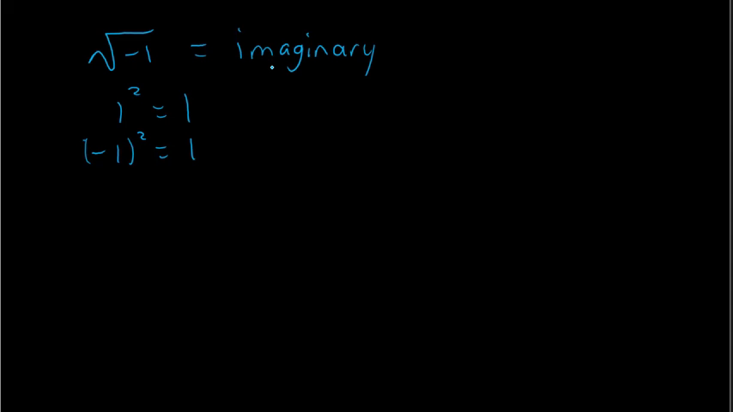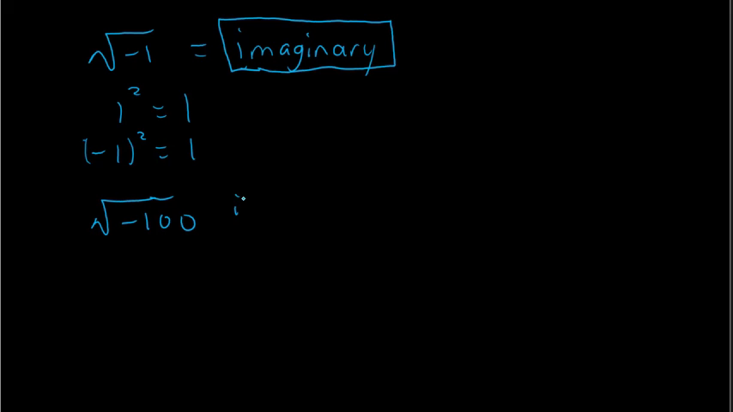So for our purposes, we're just going to leave it like this, but as you further your studies of mathematics, we can actually do some things with imaginary numbers. But for now, we're just going to leave it like this, and if you have the square root of any negative number, we will say that that is imaginary. So if you have the square root of a negative 100, okay, that is also imaginary.